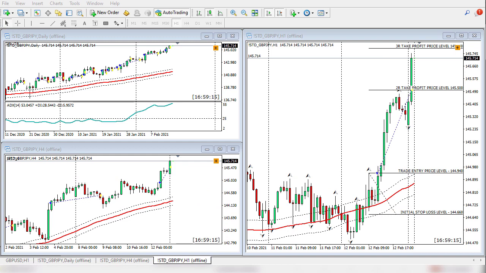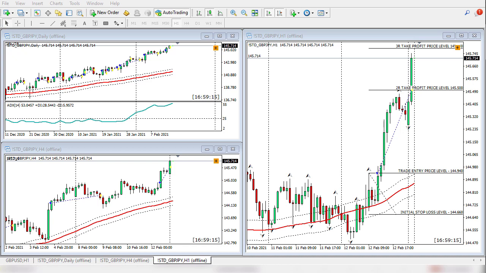Now, remember what we talked about with the risk management strategy? We were risking $250, which is 1% of this account's starting balance on this trade, to make 2 times what we are risking. And now we've made that. We've made almost $500 on this trade.